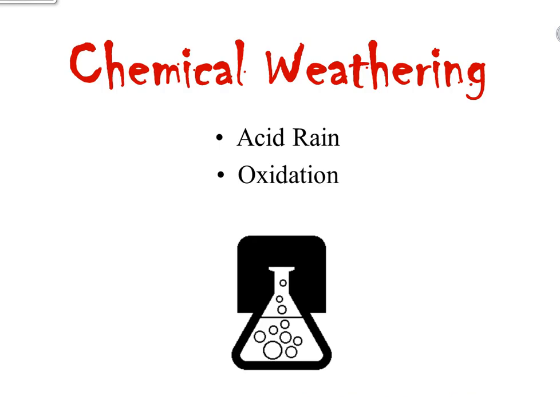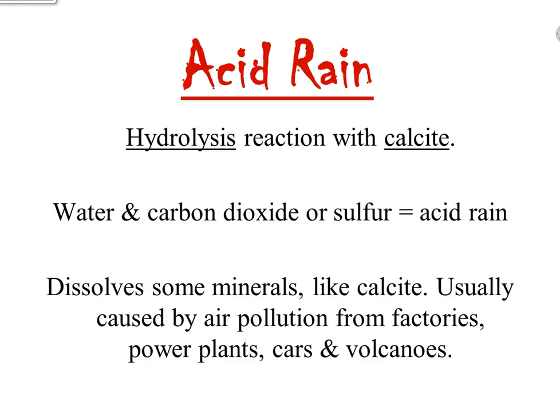So that's mechanical weathering. Next we're doing chemical weathering. There's two major types, acid rain and oxidation. Acid rain uses a process called hydrolysis. Calcite is usually the mineral that it's being reacted to. Water and carbon dioxide, just normally in the air, or sulfur from volcanoes or factories, produces acid rain, and it dissolves calcite.